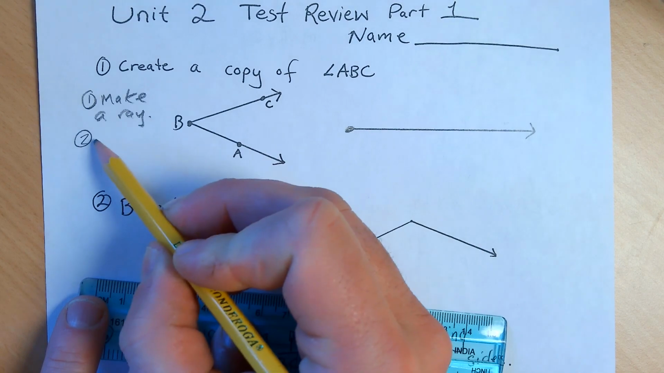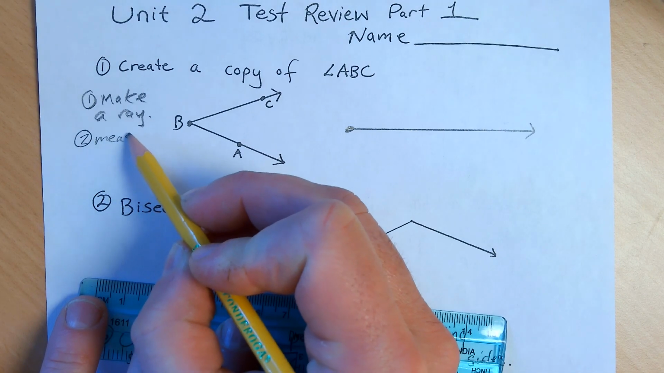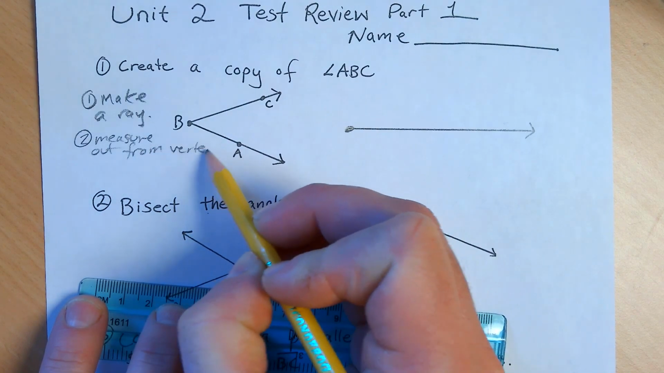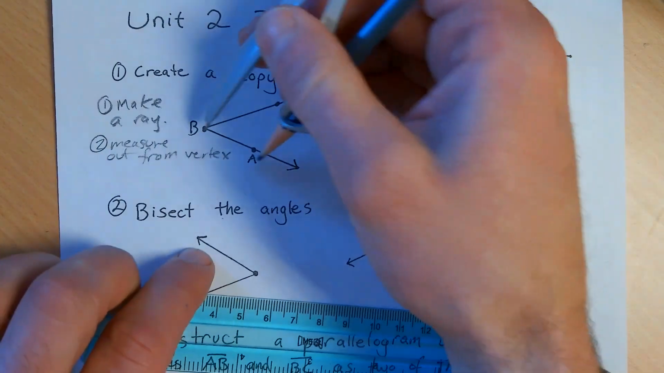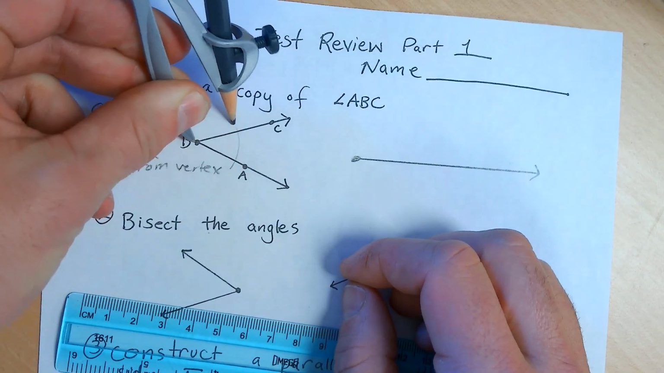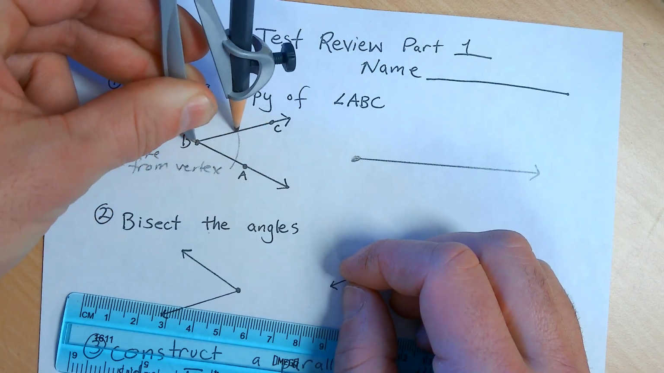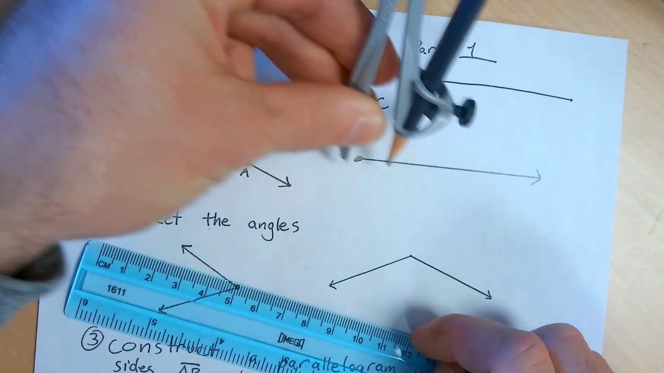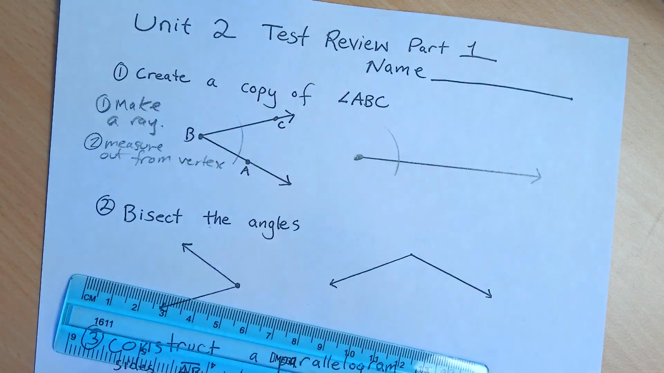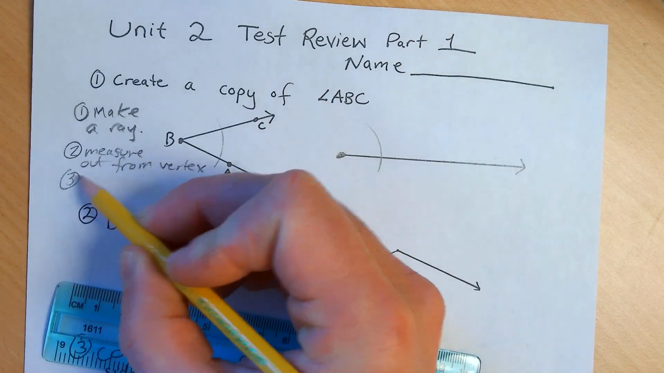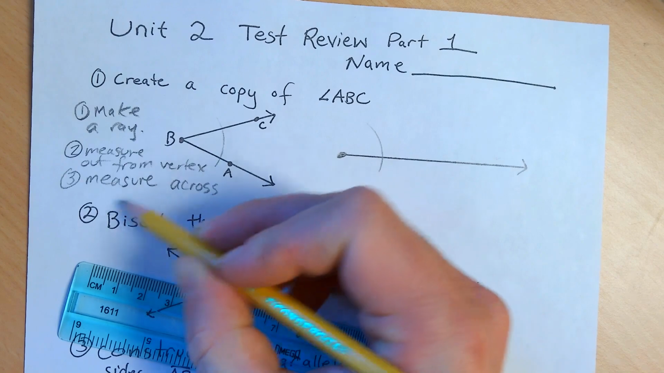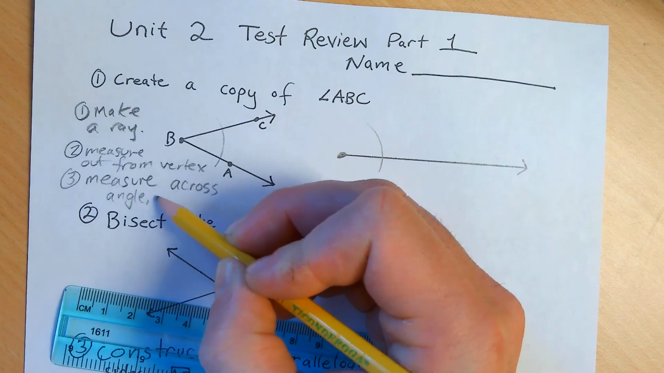Step 2. Measure out from the vertex. So we're just marking out two distances, and we're going to mark those same two distances. One of them doesn't exist yet, but we're going to find it, because then step 3, measure across the angle and mark that.